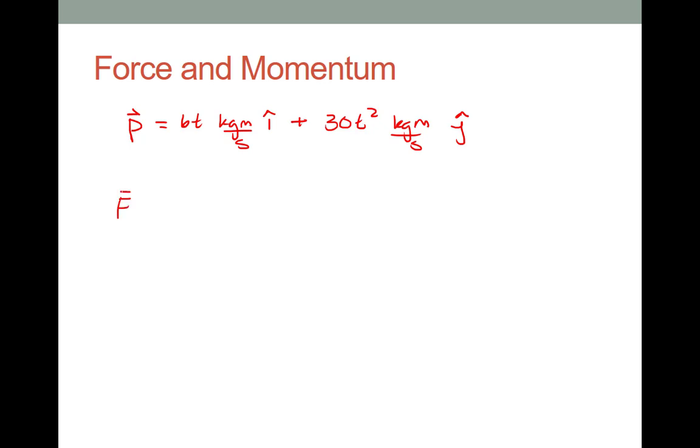So we had that the force was dp dt. So taking the derivative of the 60t term lands me at 60. The units will have to change to newtons. The derivative of 30t squared becomes 60t, again in newtons. And that allows me to move from momentum to force. This concludes this part of Unit 9.